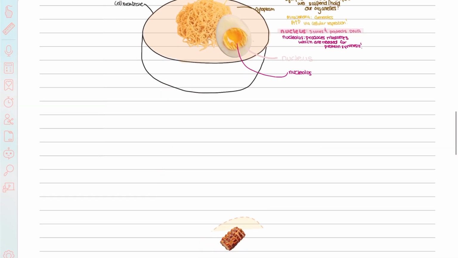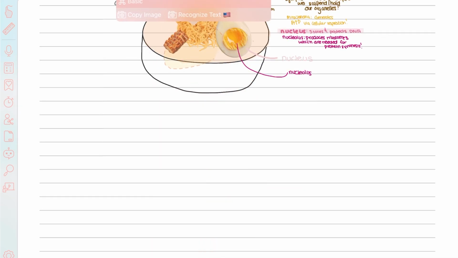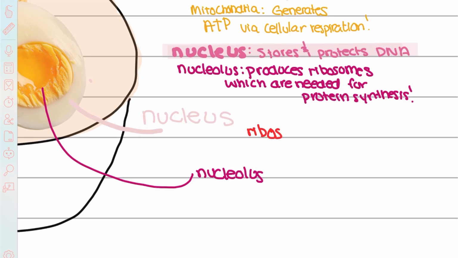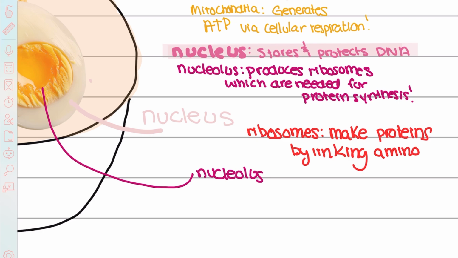Next, we have our ribosomes, which should be easy to associate with protein since I used pork to represent it. I love pork, guys. As I said earlier, ribosomes are essential for protein synthesis, and they make proteins by basically linking amino acids together, which we won't get into. Just know that they make proteins.